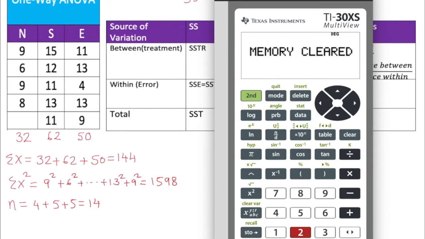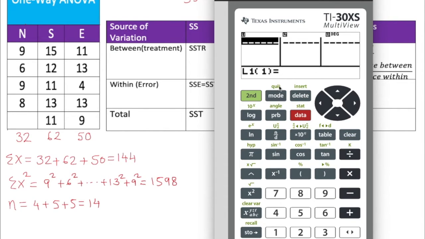So I'm going to actually type it in here. I'm going to say 9. Of course, I have to type in the data. So data is clean. If it is not clean, you erase it.